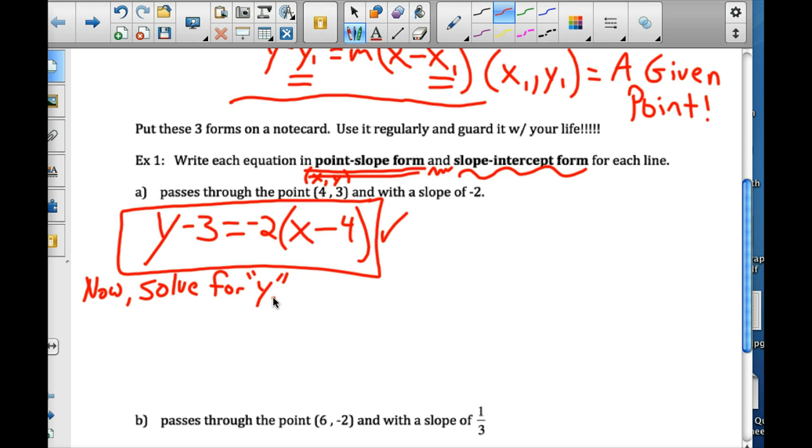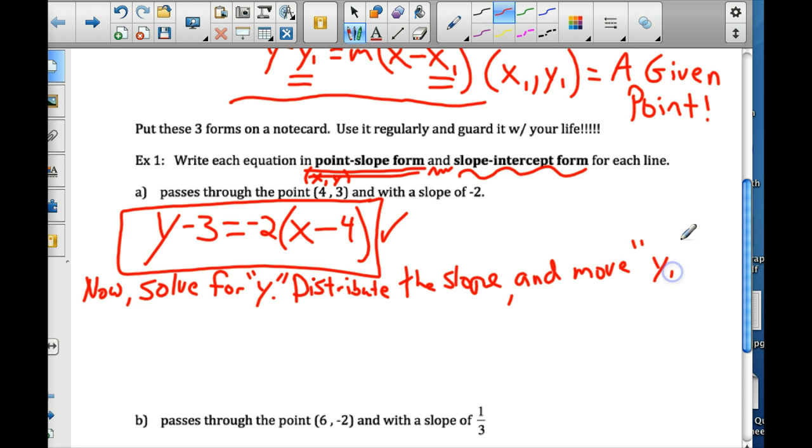Two things are going to happen. Distribute the slope. And move y1 over. We'll get there. You'll see.